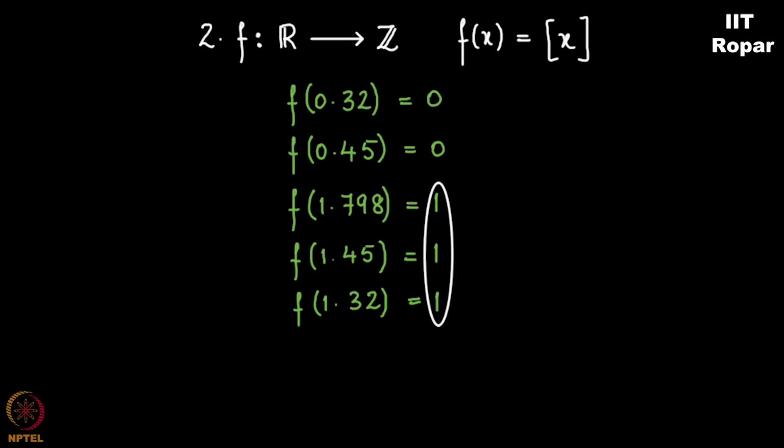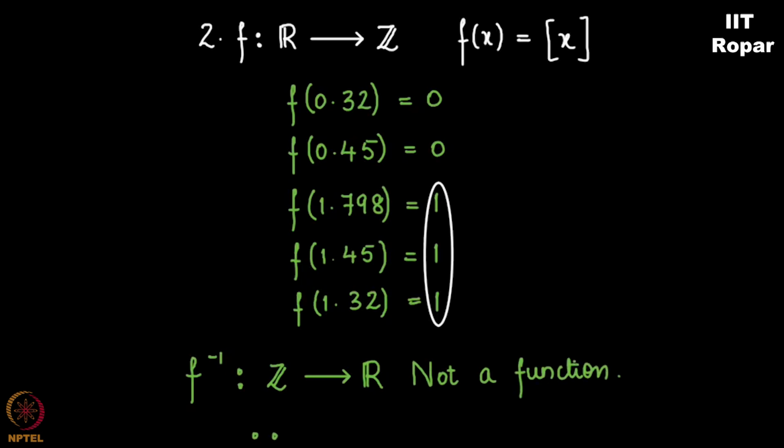If f is from R to Z, f inverse will be from Z to R. What is f inverse of 1? It will be associated to several numbers in the real line. And hence, it will not be a function, and therefore, we cannot find the inverse of this function. It is not invertible.